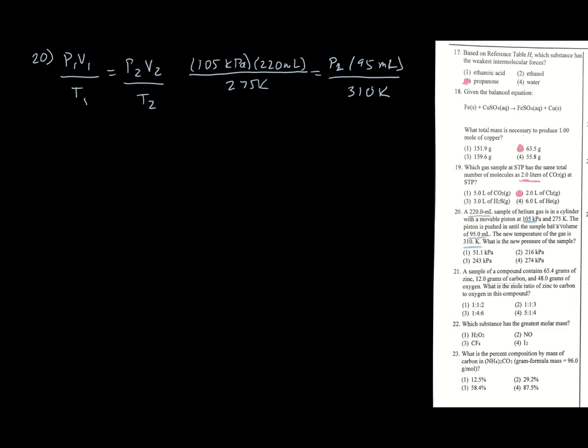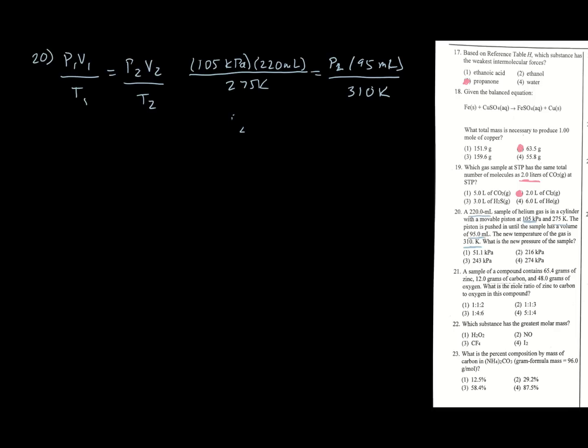Okay. Plug and chug into your calculator, guys. So I'm going to do this math with you. So first, let's focus on the left side. 105 times 220 divided by 275. Right now, you should have the number 84 thus far.